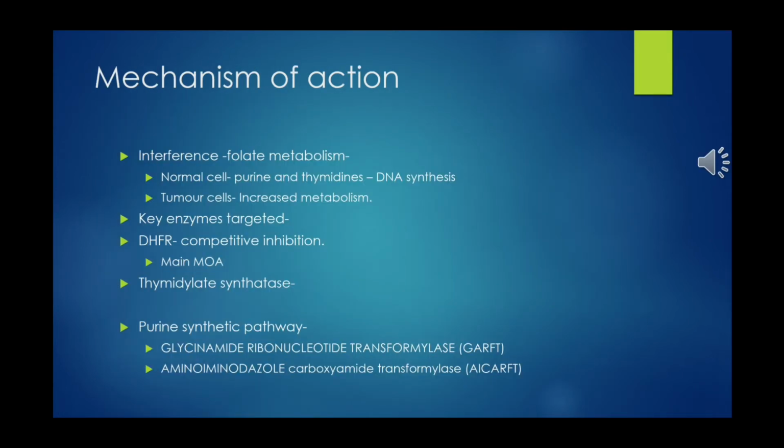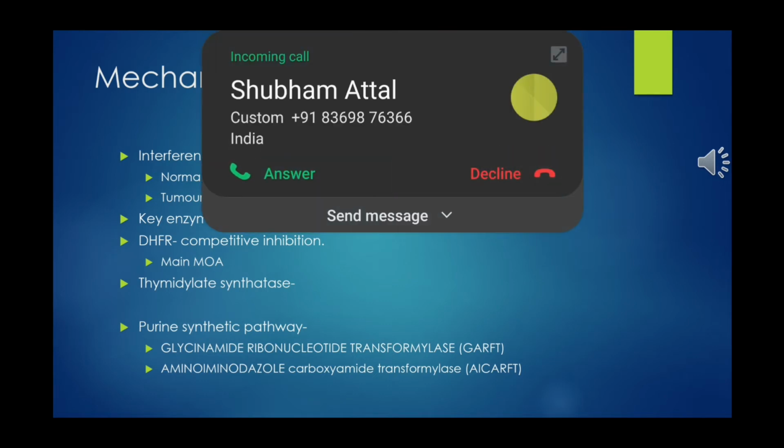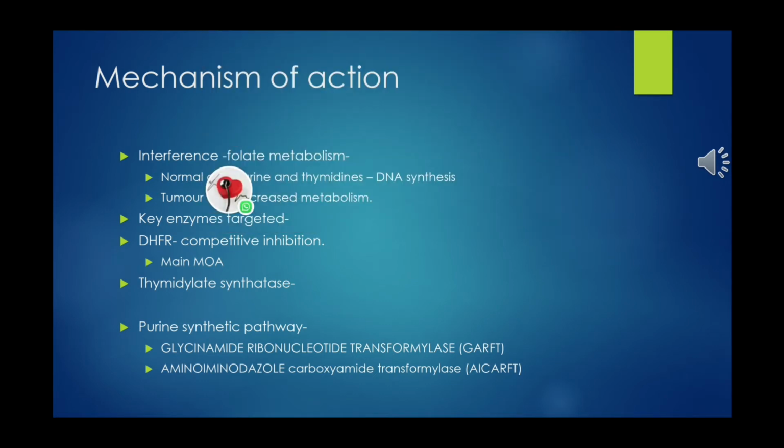So just to remember, the mechanism of action of methotrexate is by interference of folate metabolism. The key enzyme that is targeted is dihydrofolate reductase. The other enzymes that are targeted are thymidylate synthetase as well as GARFT and AICARFT. Due to increased AICAR, there is an anti-inflammatory action in the body.